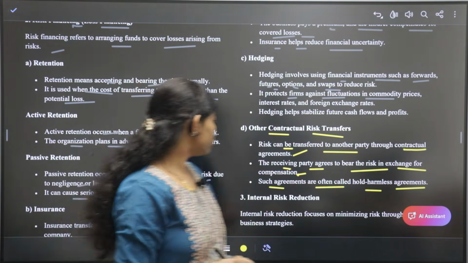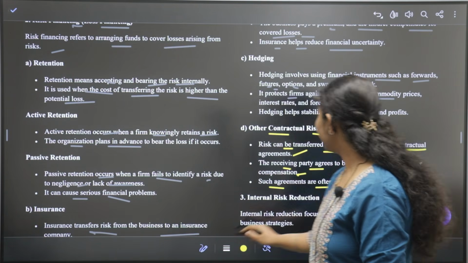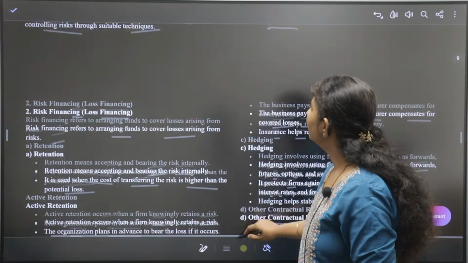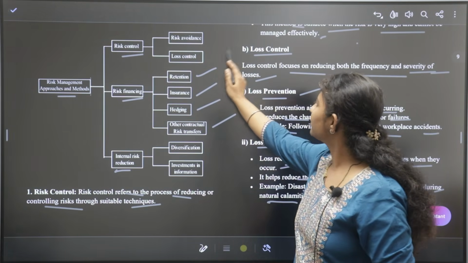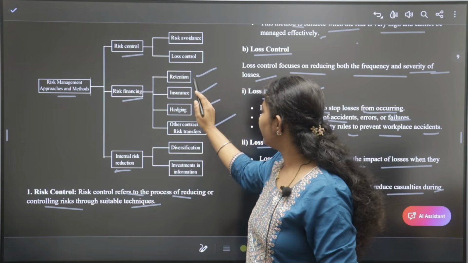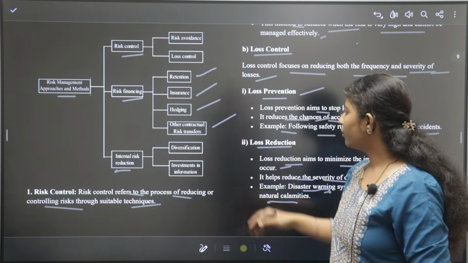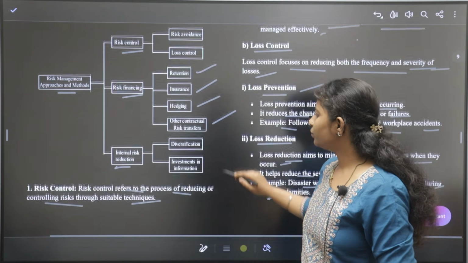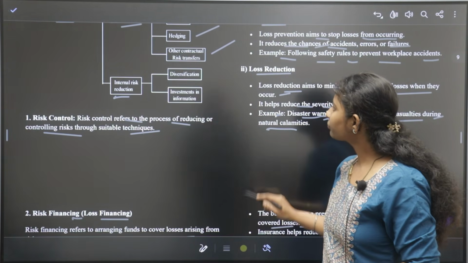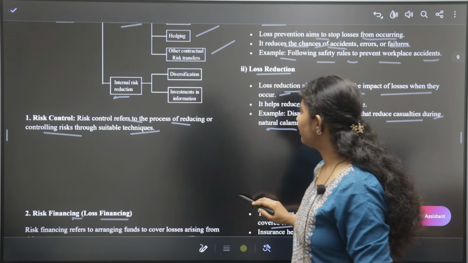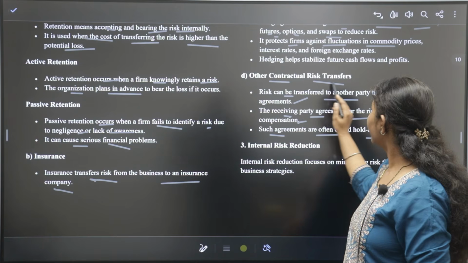Next, the third approach or third method is internal risk reduction. We discussed risk control, which covers risk avoidance and loss control, and risk financing, under which come retention, insurance, hedging, and other contractual risk transfer. Now we are discussing the third approach, internal risk reduction. Here we have two things, diversification and investment in information.